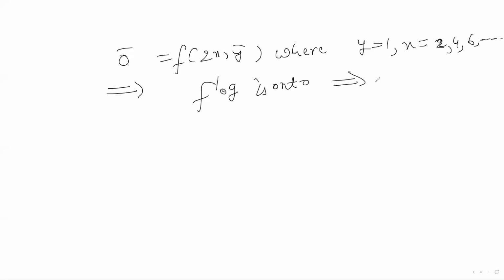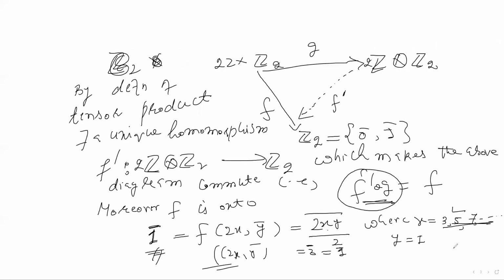So this actually implies that f dash is onto. So this homomorphism is onto. Okay. So once this module is 0, then Z2 has to be 0 because this homomorphism is onto.